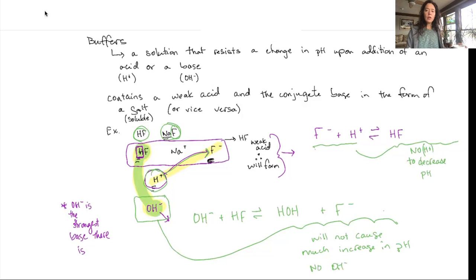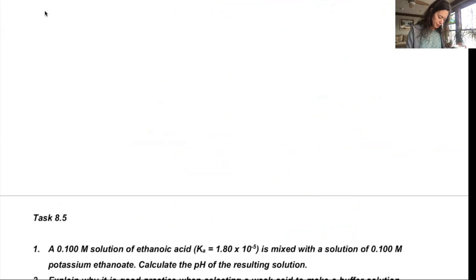Okay, now the pH will change ever so slightly, and this buffer can only last for so long. It has a capacity. All right, let's go ahead and get to work.